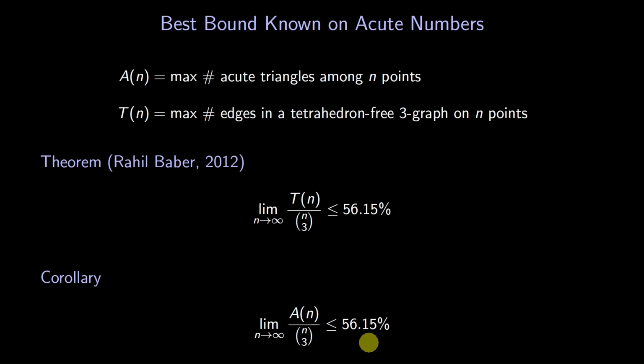What about lower bounds on the acute numbers? Previously, we showed that the Turán densities are at least 5/9. Does the same bound hold for the acute densities? Well, not automatically. At the moment, all we know is that A of n is at most T of n, not the other way around. Nevertheless, we'll show that the acute density is at least 5/9.